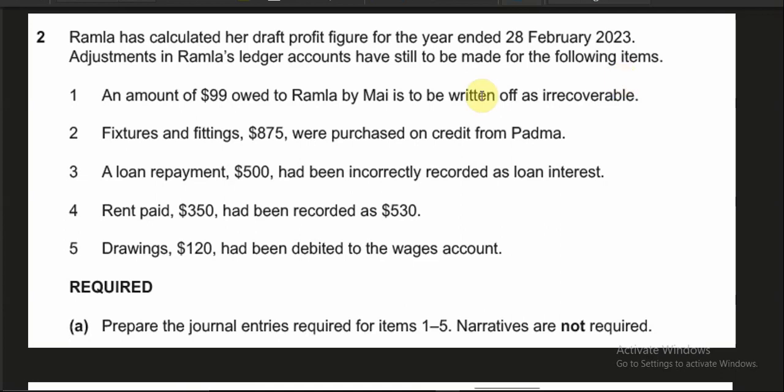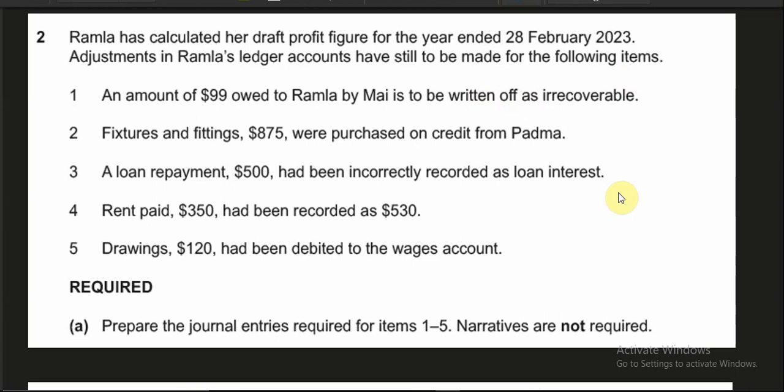Alright, let's start with question number 2 now. In this question, we have to prepare the journal entries required for items 1 and 5, and the narratives are not required. This approach is always beneficial for you: always read the requirements first and then solve the question.